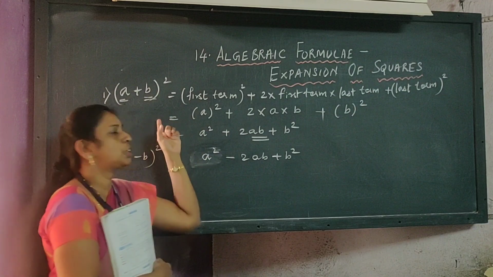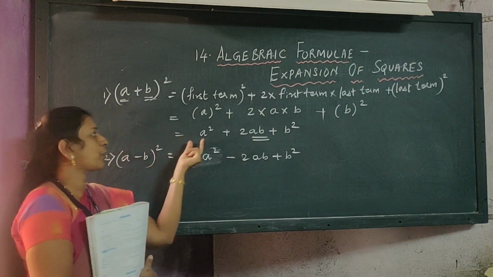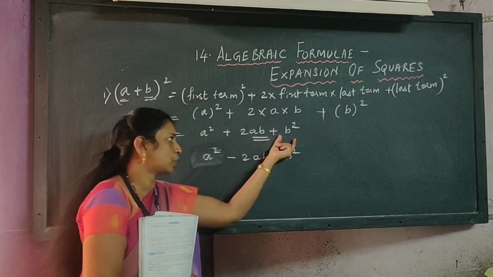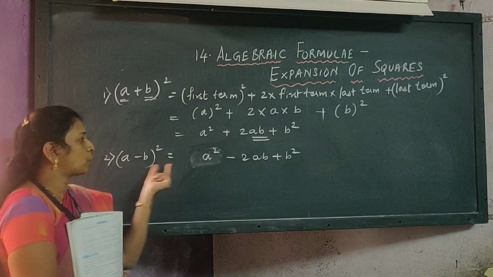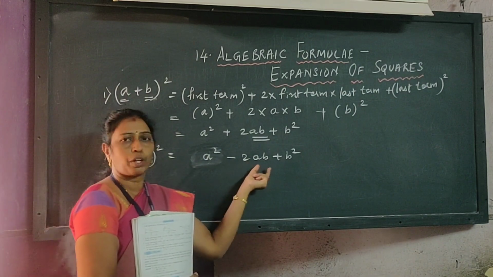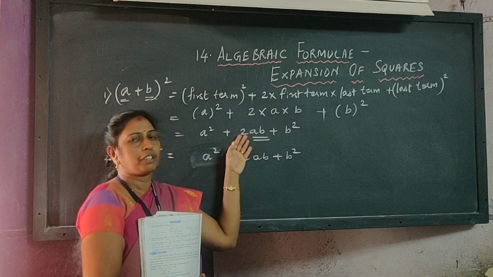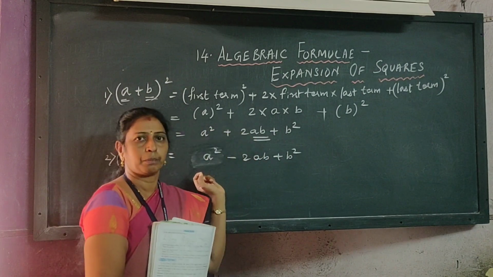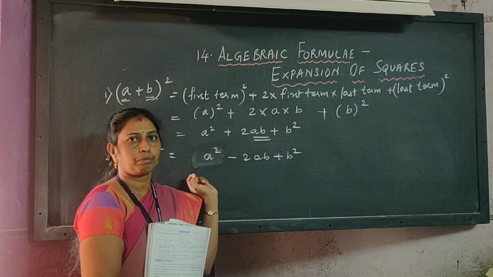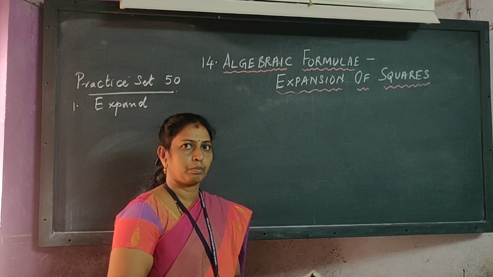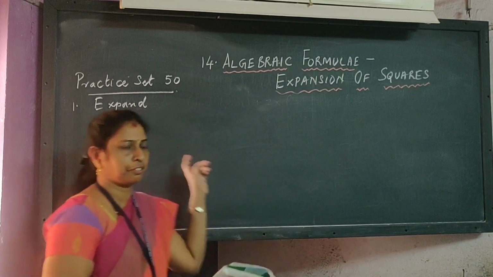So if you remember these two formulas, that is (a plus b) the whole square is what? a square plus 2ab plus b square, and (a minus b) the whole square is what? a square minus 2ab plus b square. We can do the first exercise of this chapter. We'll start our practice set 50.